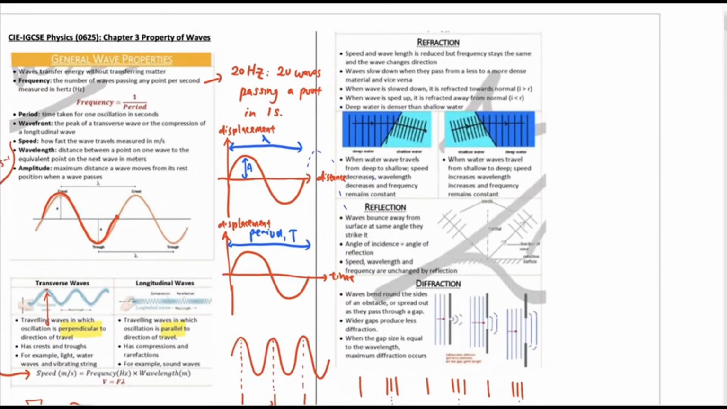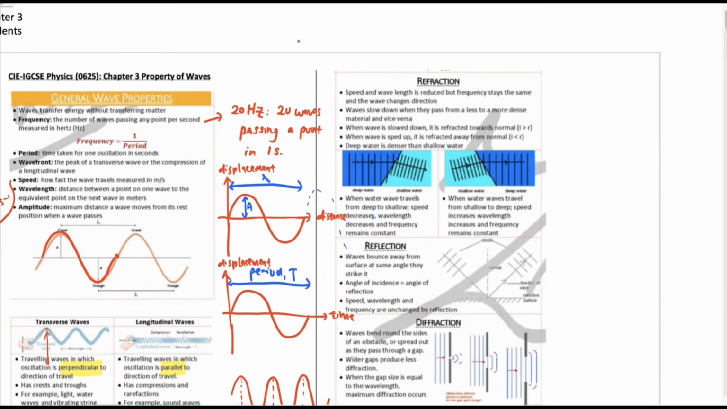Okay, now we have refractions. Refractions is the bending of the wave. Okay, so let's see more details here. First point, speed and wavelength is reduced. During refraction, the speed decreases, the wavelength decreases.